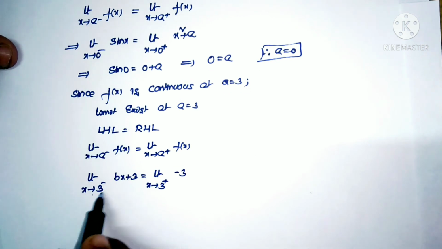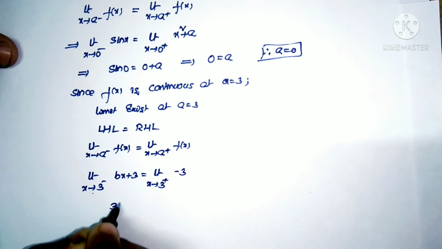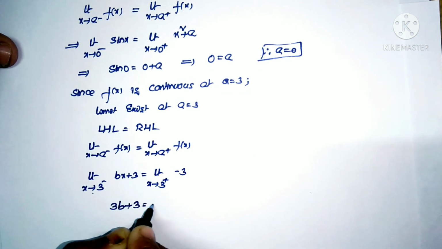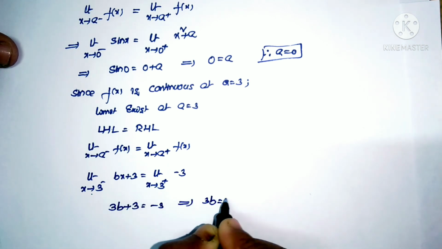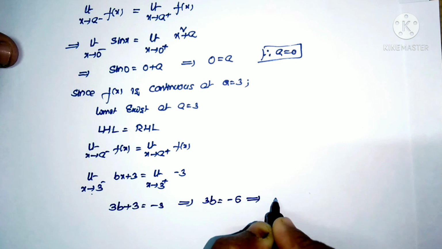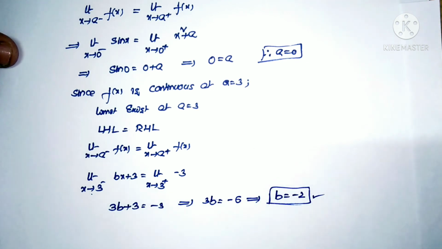Now substituting x is equal to 3 here, that is 3b plus 3 is equal to minus 3. Then 3b is equal to minus 3 minus 3, that is minus 6. Then the value of b is equal to minus 2. Therefore, a is equal to 0, b is equal to minus 2. That's all. These are the answers.